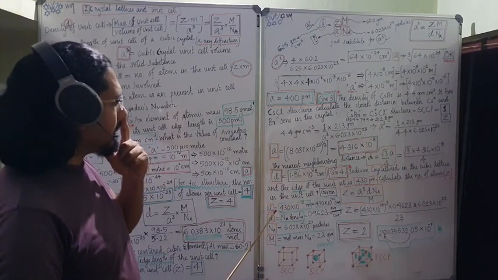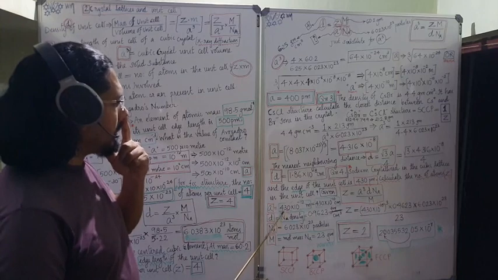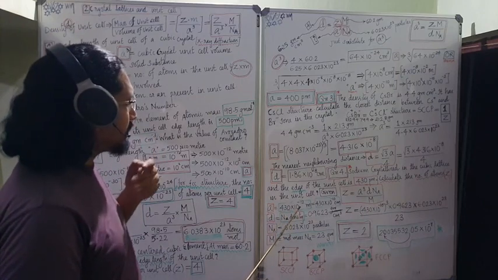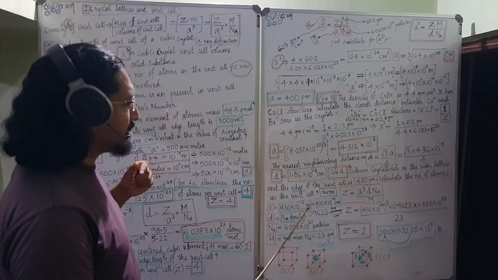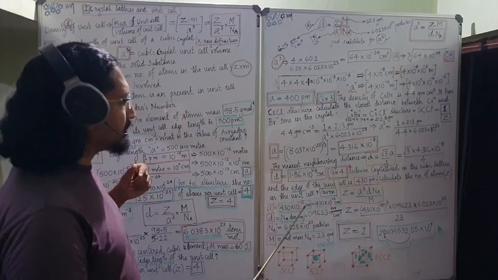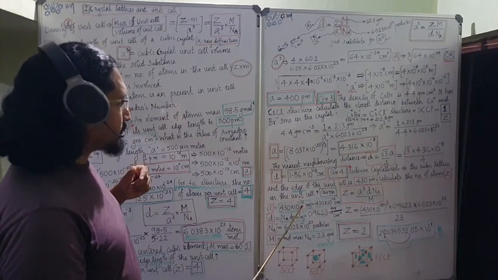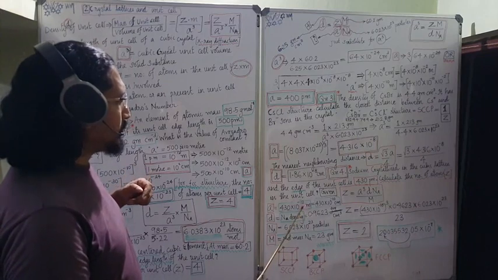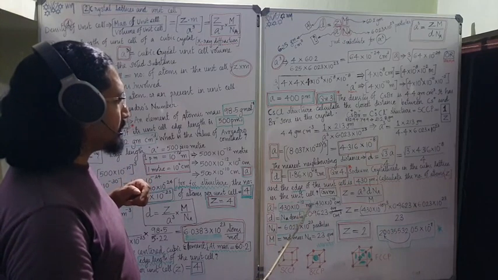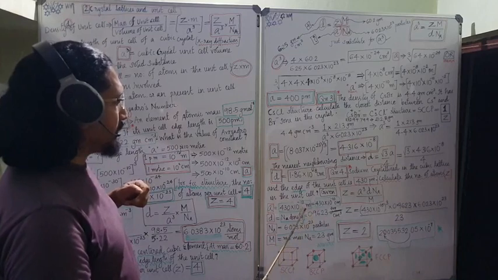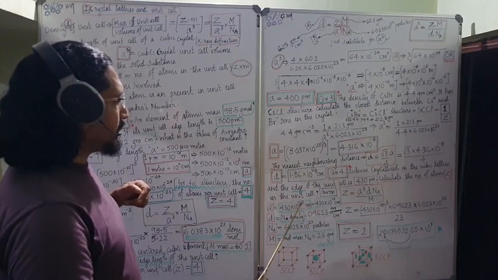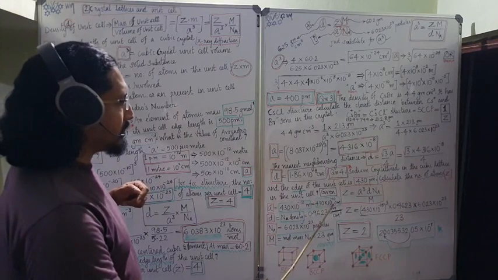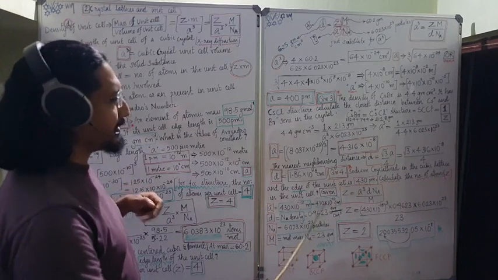That means A is equal to the given 430 picometer, then we can write 430 into 10 raised to minus 12 meter. That meter is converted to centimeter. That means 430 into 10 raised to 2, since 1 meter is equal to 10 raised to 2 centimeter. So minus 12 plus 2 gives 10 raised to minus 10 centimeter. This is the unit conversion.